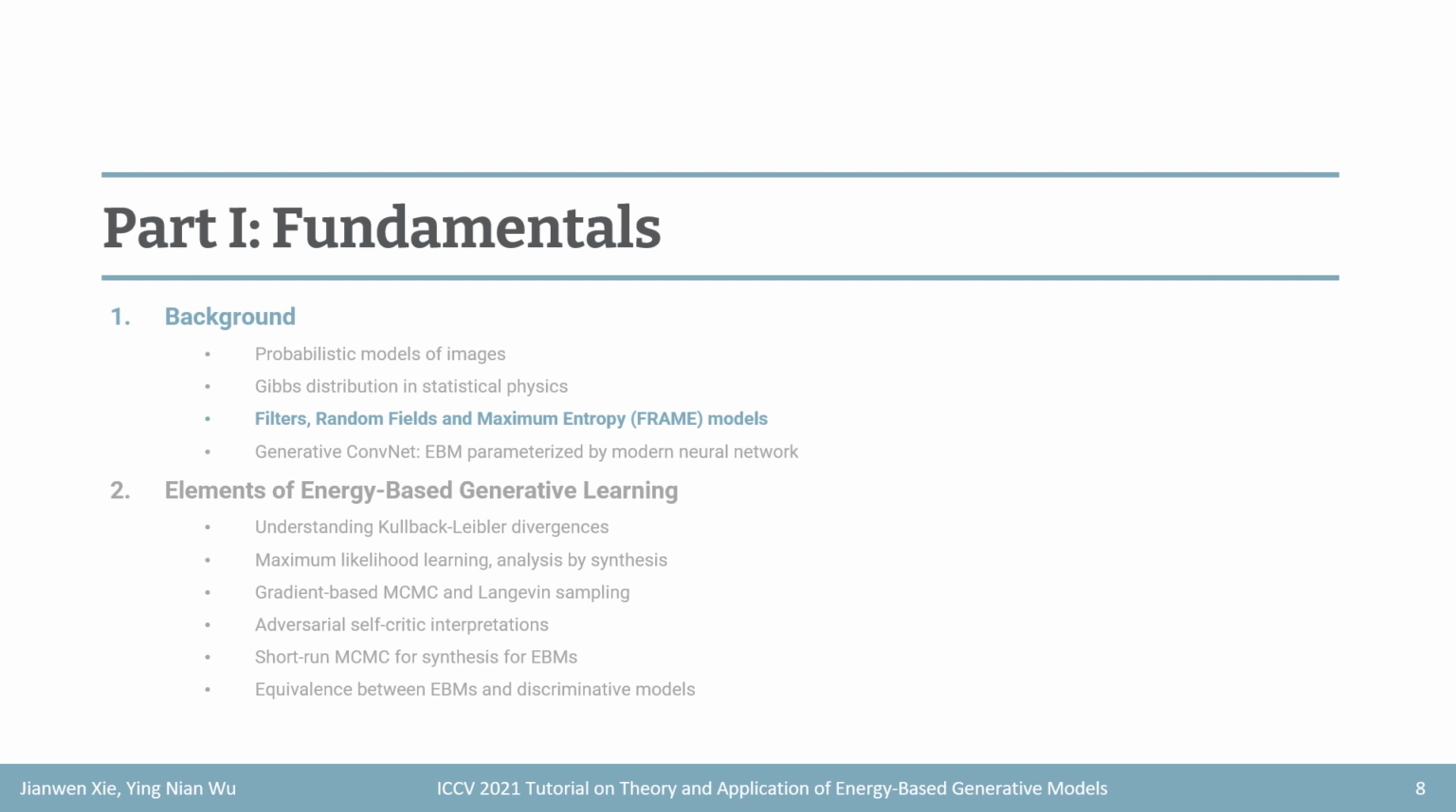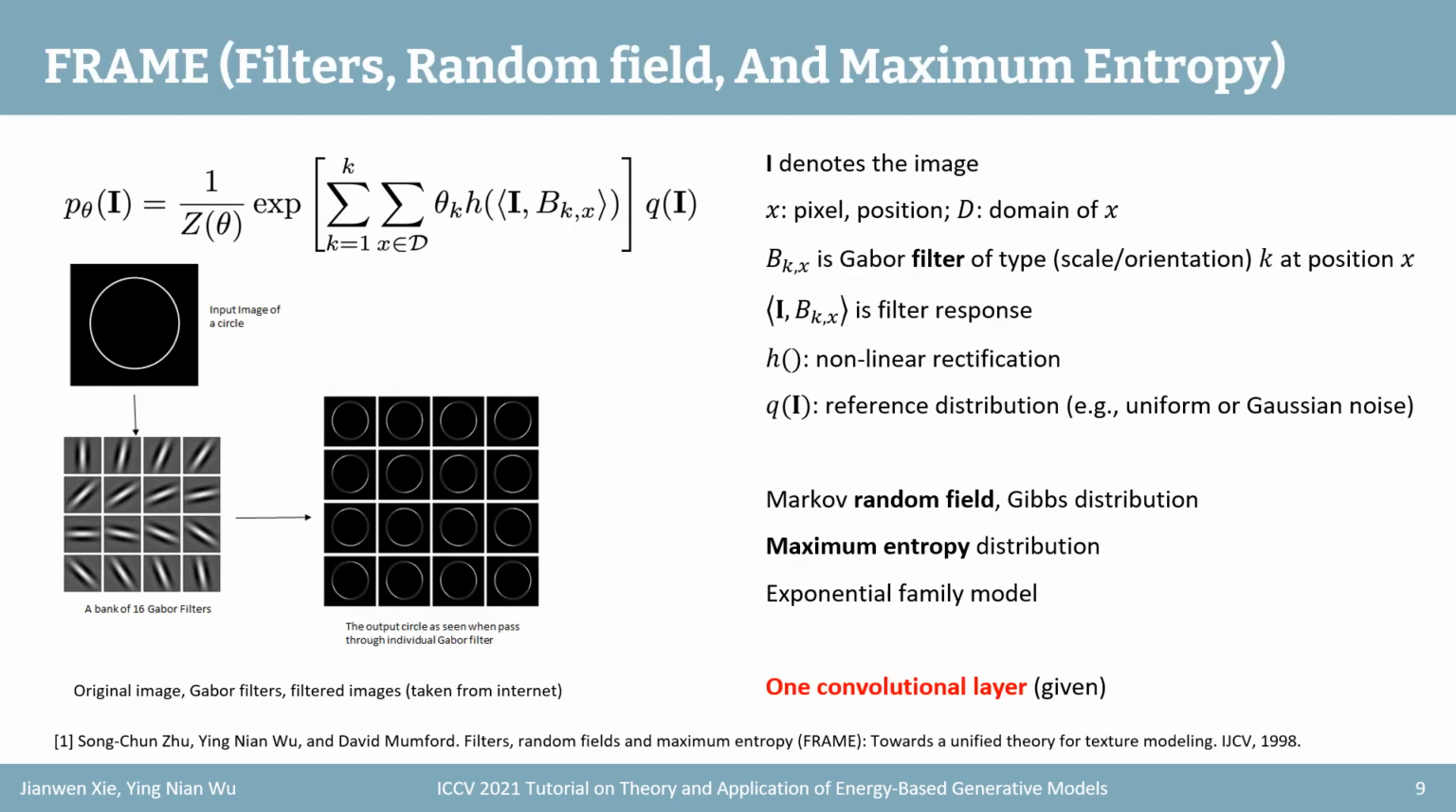Next, we will talk about frame models. In the field of computer vision and pattern recognition, the frame model was proposed for texture modeling. The frame model is a Markov random field model, or an energy-based model whose energy function is the sum of translation invariant potential functions that are one-dimensional non-linear transformation of Gabor filter responses. It assumes a dictionary of Gabor filters is given, and only learns weights theta on top of the nonlinear transformation of filter responses.